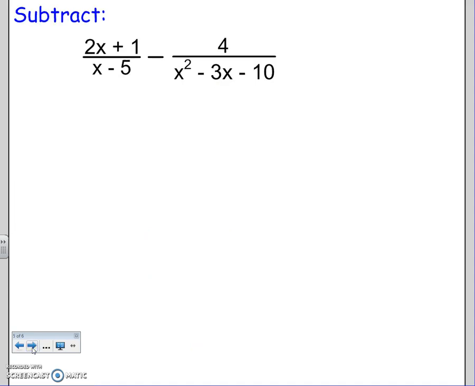Subtraction, same idea, but fix it to addition. Plus, put a negative 1 up here. So now it's addition problem, 5 steps.